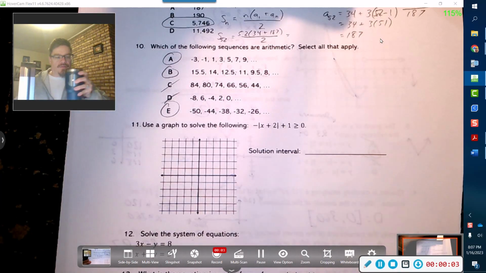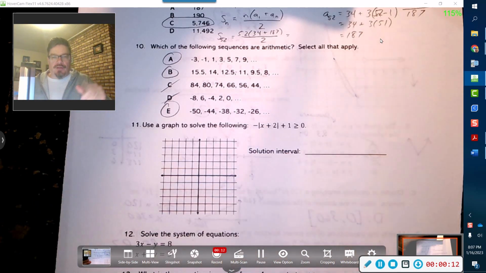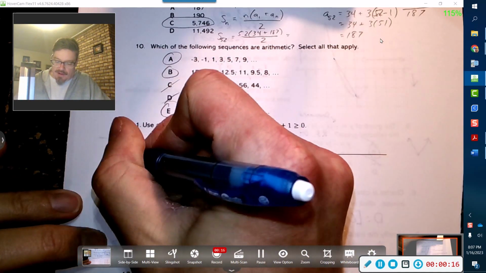Number 11. We've got an absolute value that we're going to graph. Looks like we got a transformation though. A transformation has occurred to the V shape, right? It's absolute value. This is the parent function.